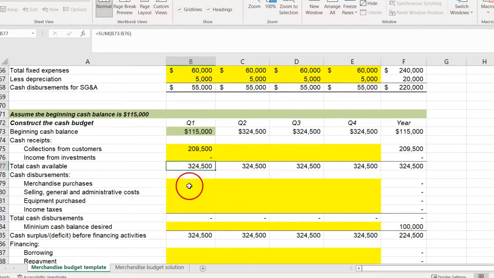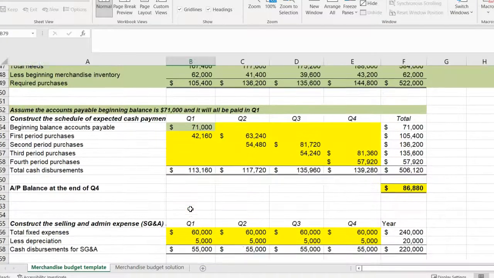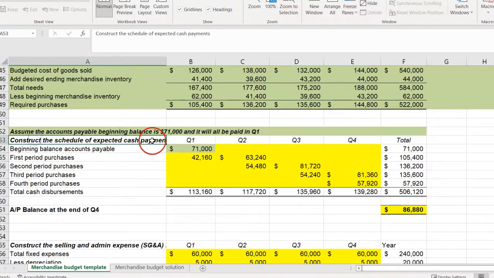Now we're in our cash disbursement section. So we're looking at cash payments that we're making, so cash that's coming out. So merchandise purchase is the primary one. That's the largest cash outflow. So let's look at that line. This was our schedule of cash payments, and these were our cash disbursements for the first quarter. So we're going to put that figure in for the first quarter.